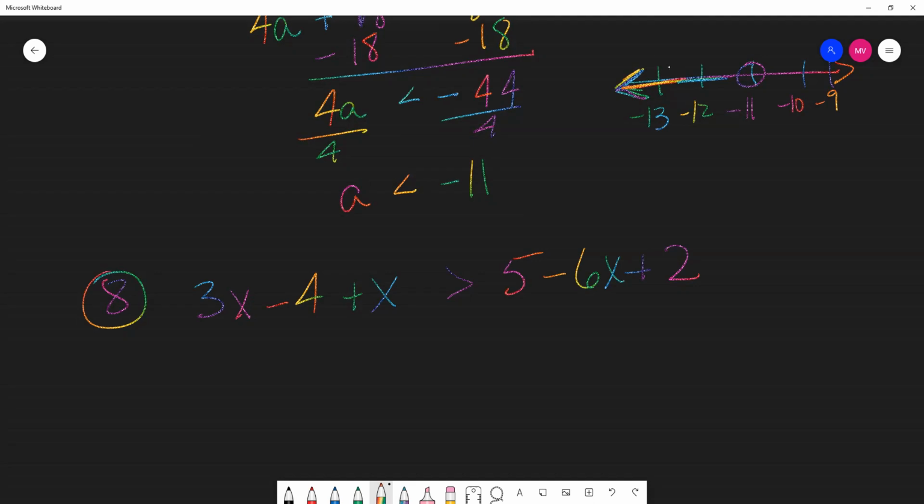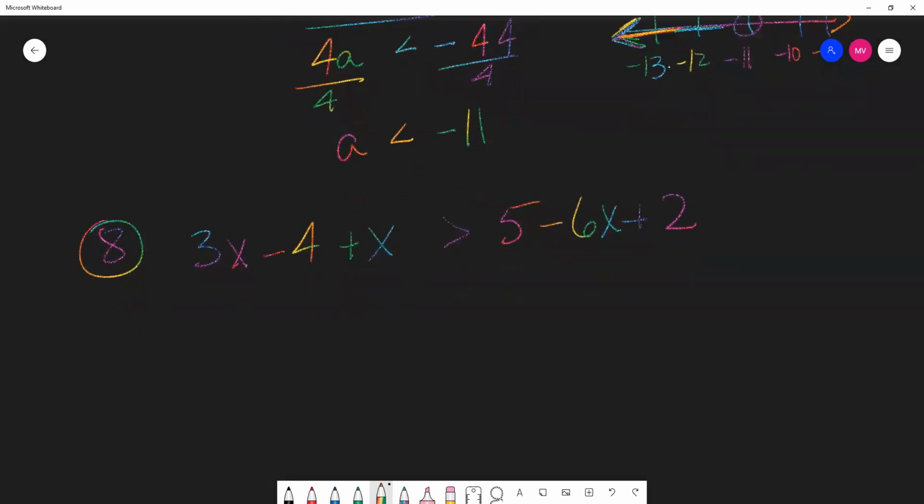Okay, so Aiden, what do we need to do here? So we combine like terms, looks like we have some on both sides. So what is our simplified equation once we do that? Okay, I think so. 4x minus 4 is greater than 7 minus 6x. Okay, what do you want to do first? Okay, so let's add the 6x to both sides.